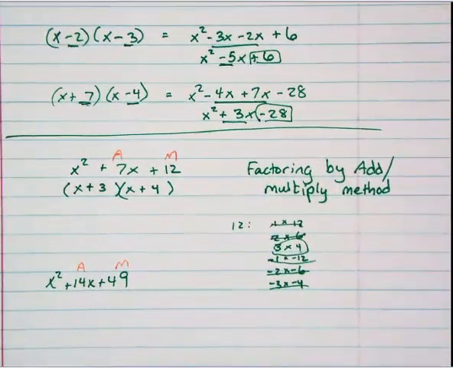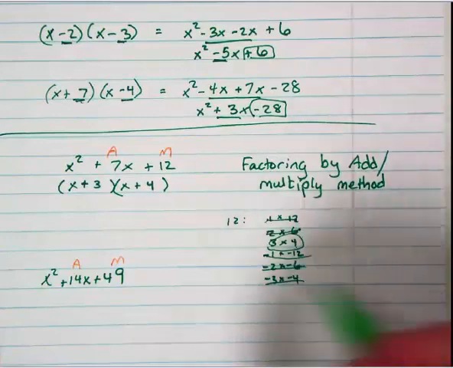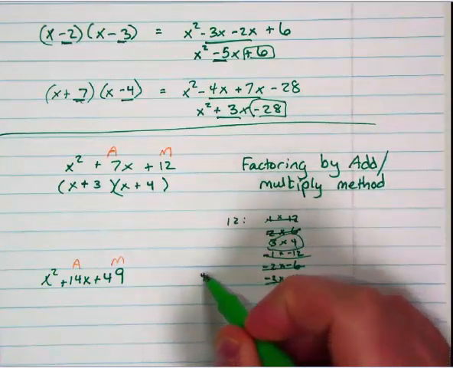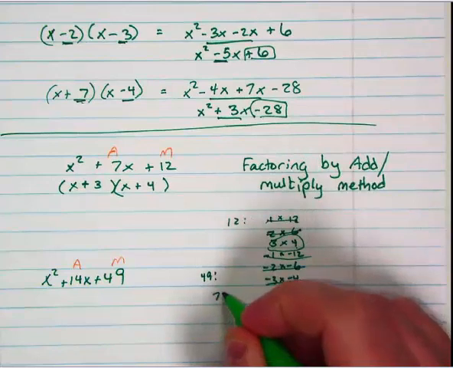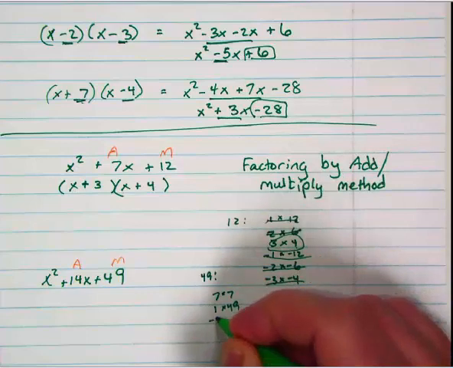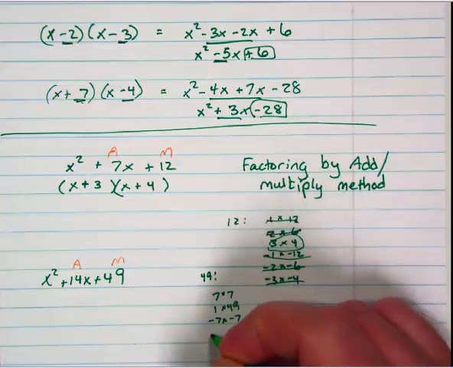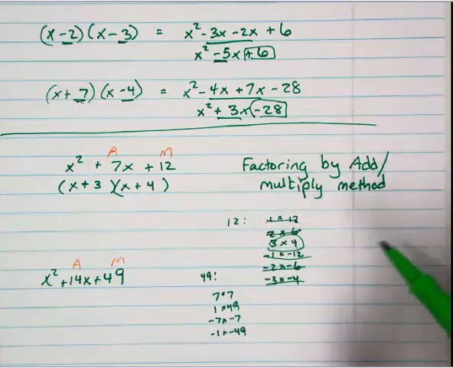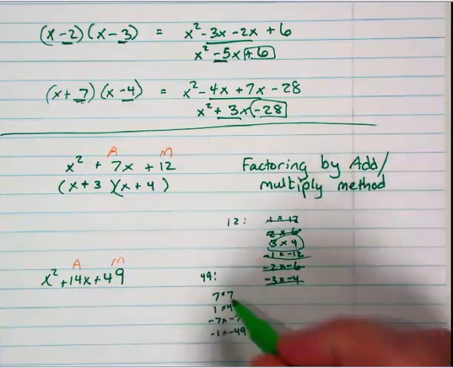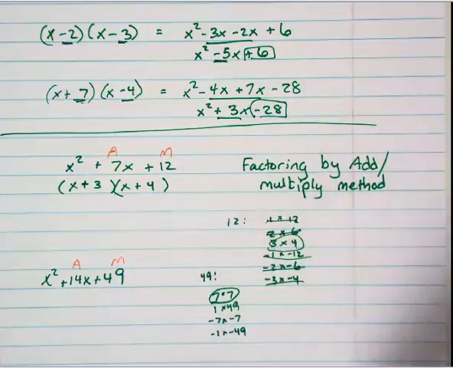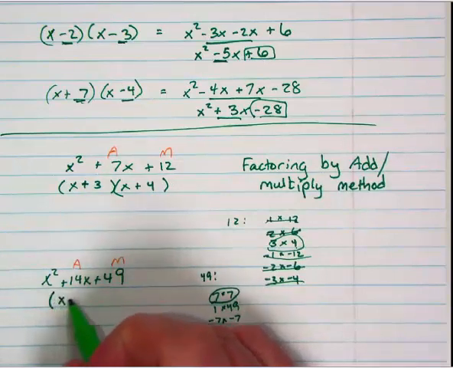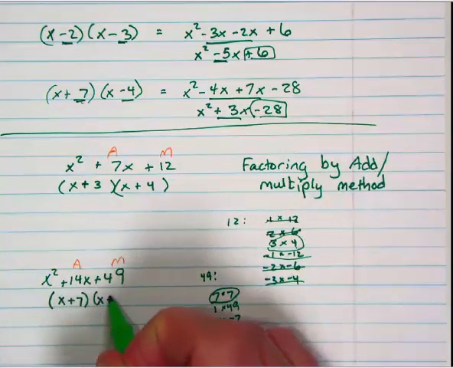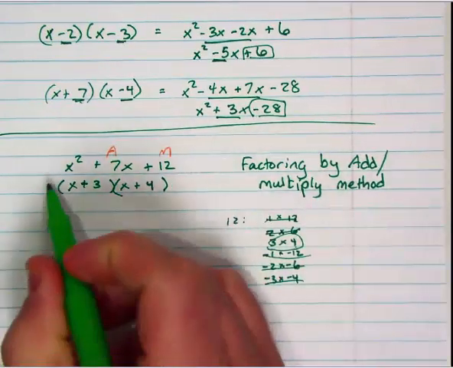This one's actually quite simple, I hope, but if I had to, I would think about all the factors of 49. The factors of 49 would be 7 times 7, 1 times 49, and then the negative versions of that, because that's a positive 49. So negative 7 times negative 7, negative 1 times negative 49, and of course the set that I'm looking for is the set that combines to 14, which is this right here. So this would factor to x plus 7 times x plus 7, keeping in mind that these are equal.